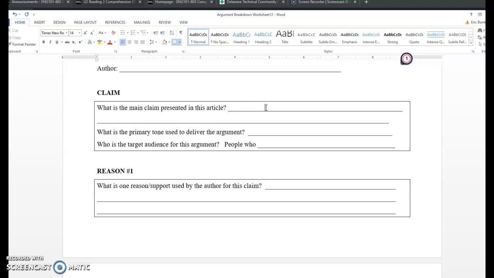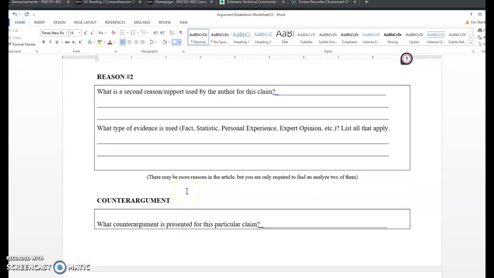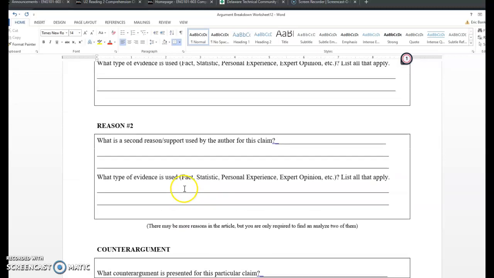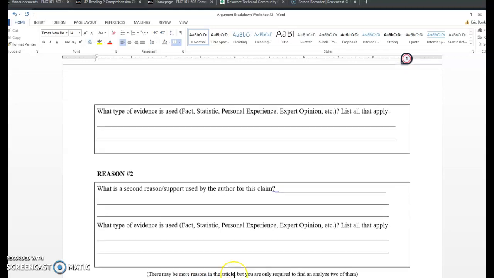And yet a lot of people kind of got caught up in that trap of just looking for support in general and more ideas in general and including those as reasons. When you put the main claim right here, you want to make sure that reason 1, reason 2, oh, and it's actually only asking for 2. For some reason in my head, I thought it was 3. No, you're going to get into the counter argument instead. There may be more reasons, but you're only going to analyze 2 of them.